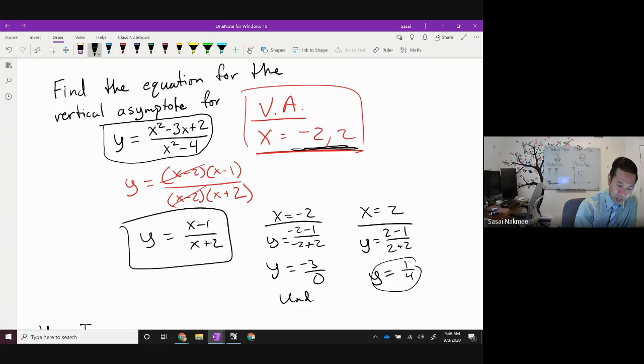Since it approaches this value and does not approach infinity, which it does over here, by the way, and I'll show you the graph, that means that the vertical asymptote only happens at x equals negative 2. It does not happen at x equals 2.